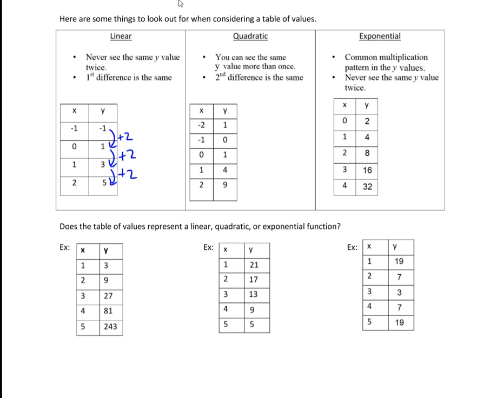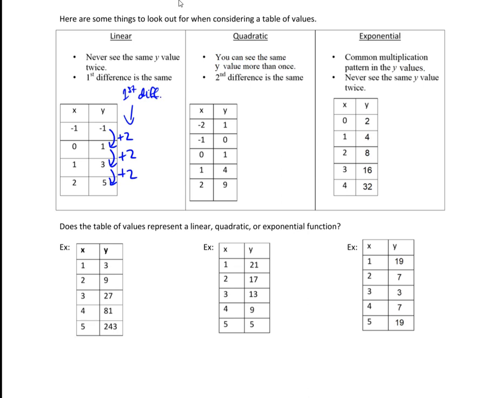For a quadratic model, you can see the same y value more than once, so something of this nature right here. And the second difference is always the same. So this represents the first difference. Okay? So first difference.